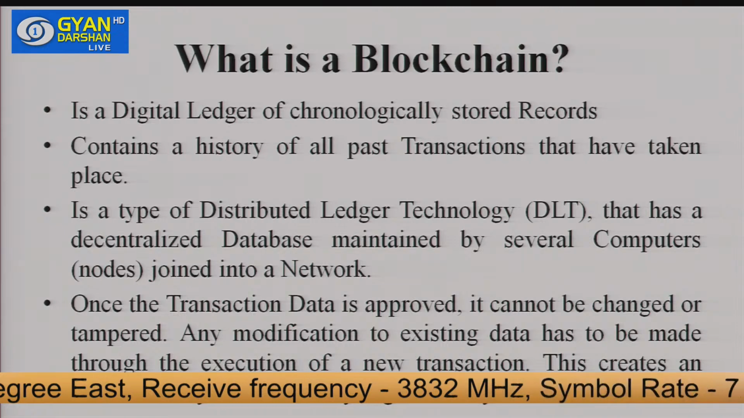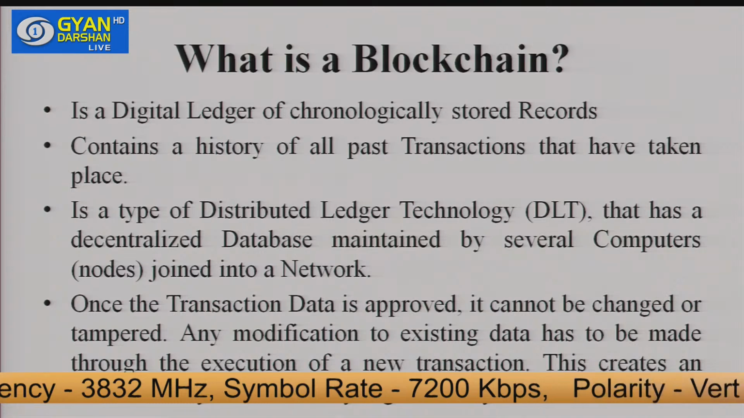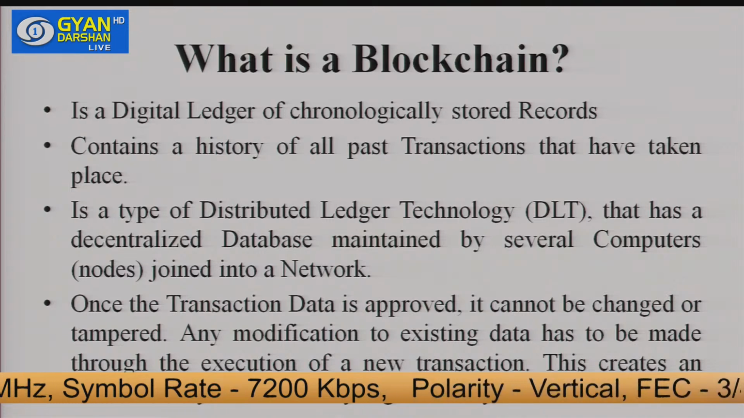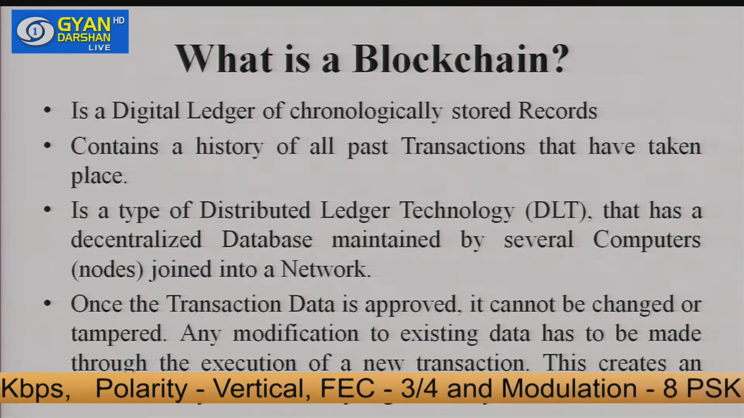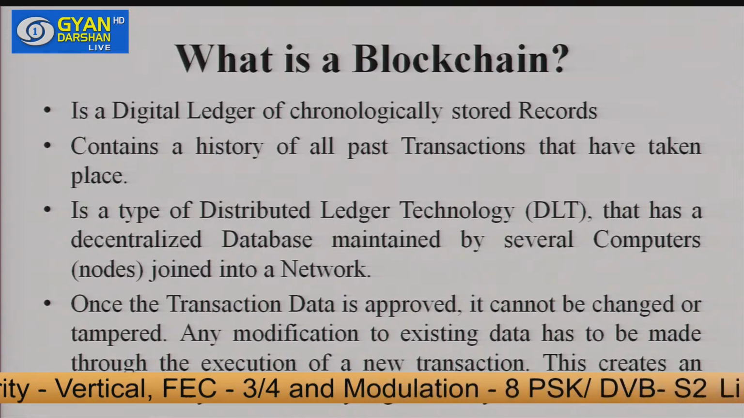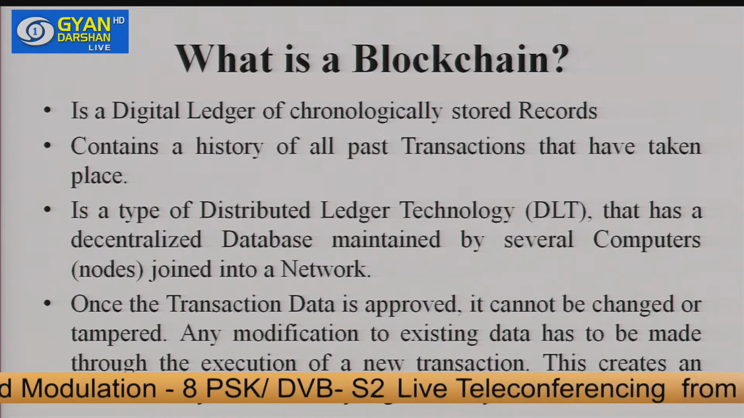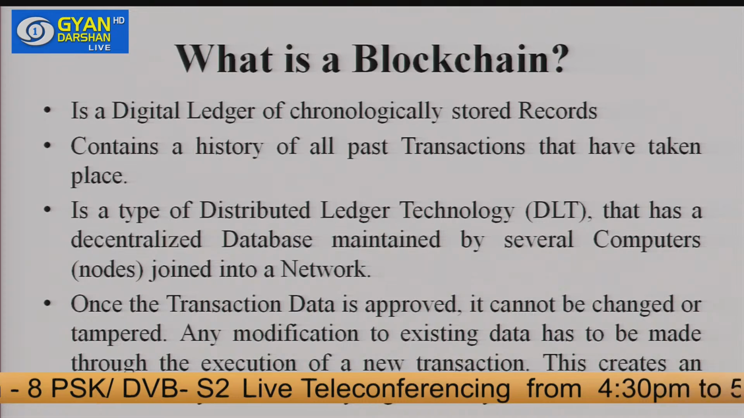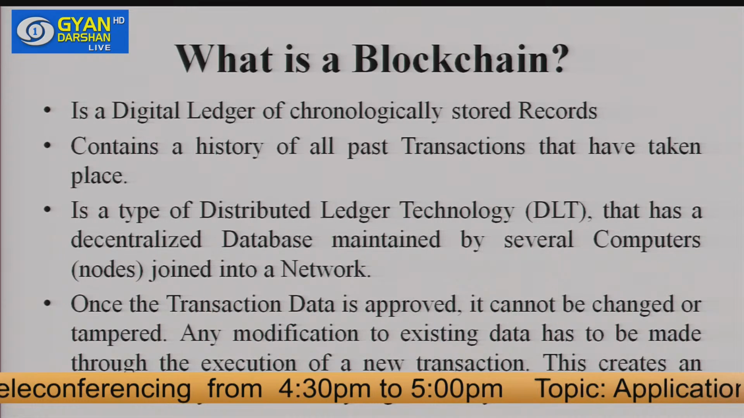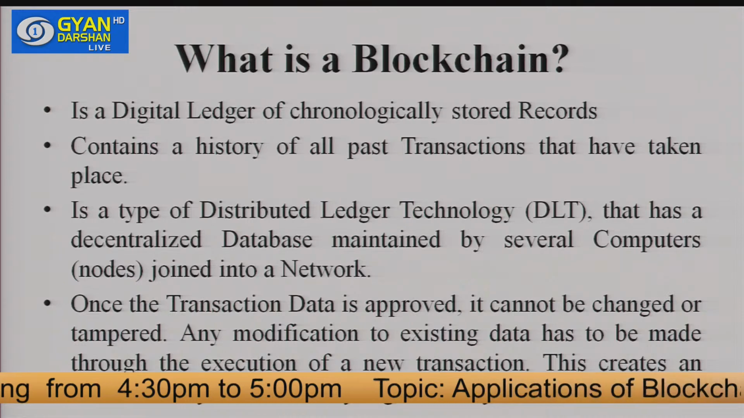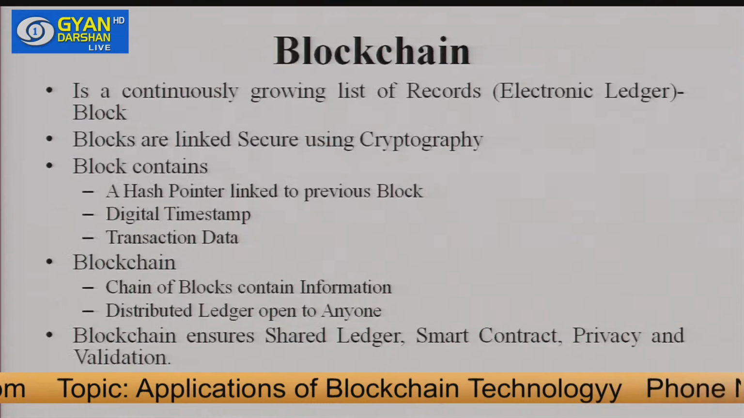It is a type of distributed ledger technology that has a decentralized database maintained by several computers or nodes joined into a network. Once the transaction data is approved, it cannot be changed or tampered with. Any modification to existing data has to be made through the execution of a new transaction. This creates an immutable system with very high security. So that is the use of this blockchain technology.